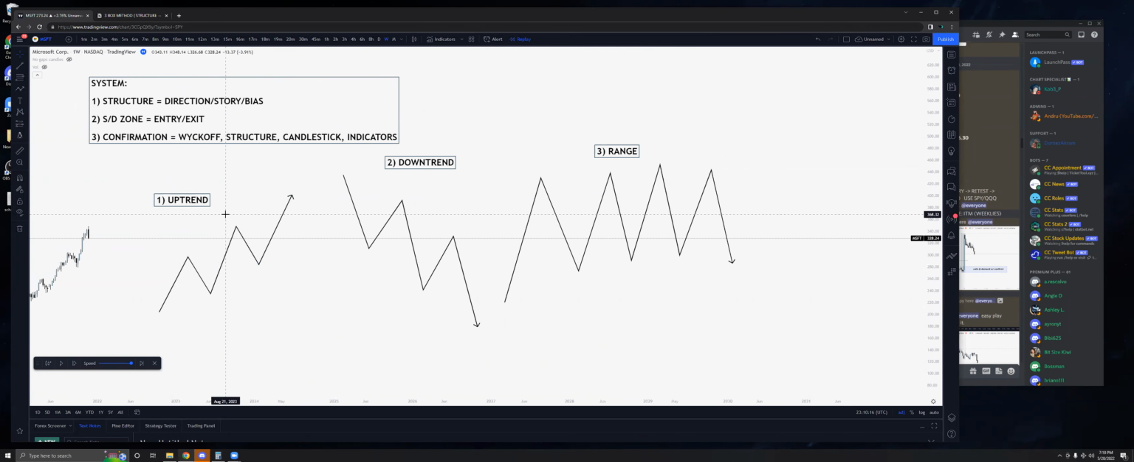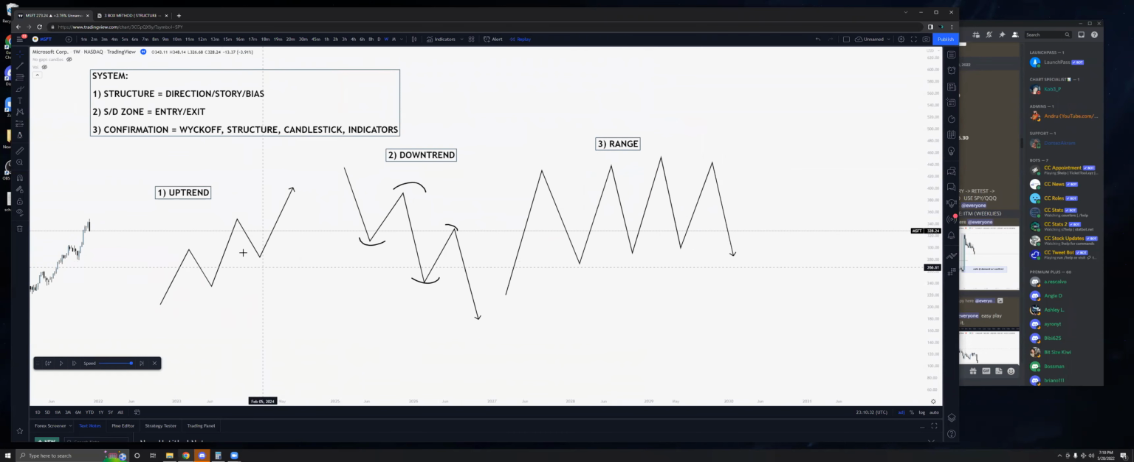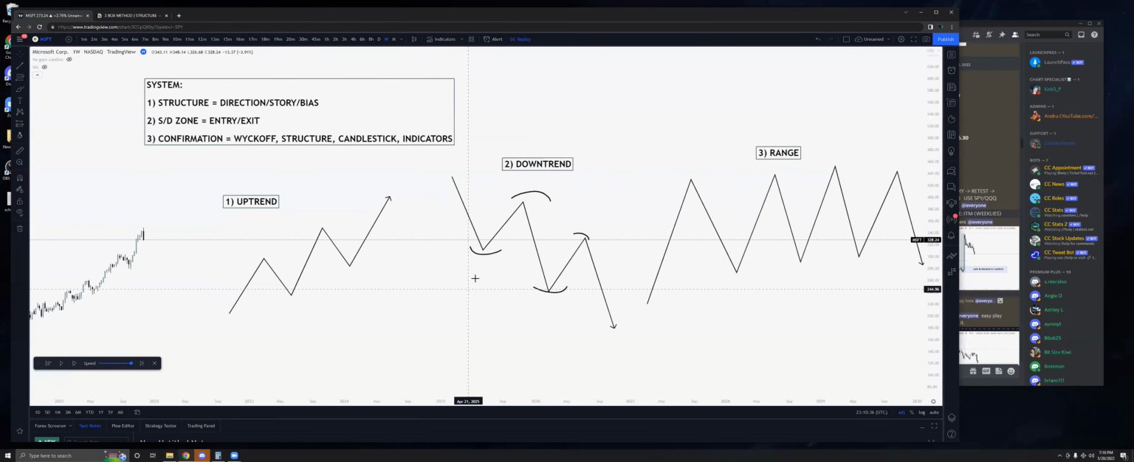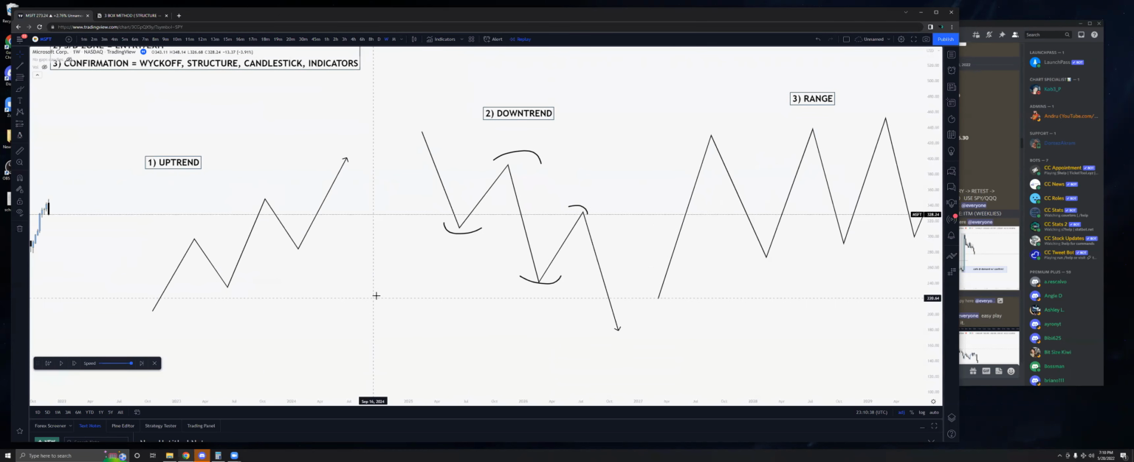We know the uptrend, what does it do? It makes these higher highs and these higher lows. The downtrend makes lower lows and lower highs. And then the range pretty much just makes equal highs and equal lows. All right, so looking at number one, we see the uptrend. Based off the uptrend, what does it have to do for it to continue going up? It has to break this high.